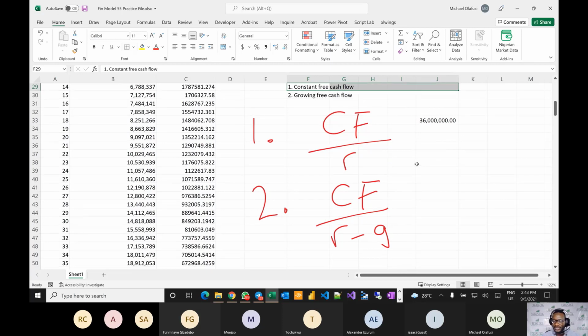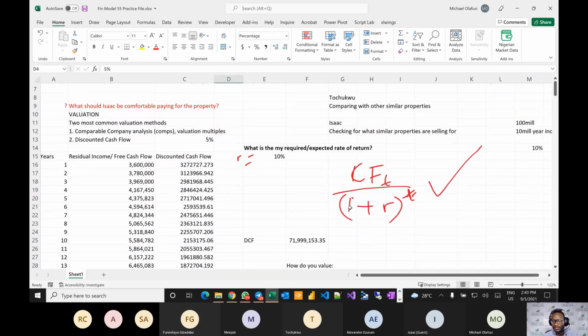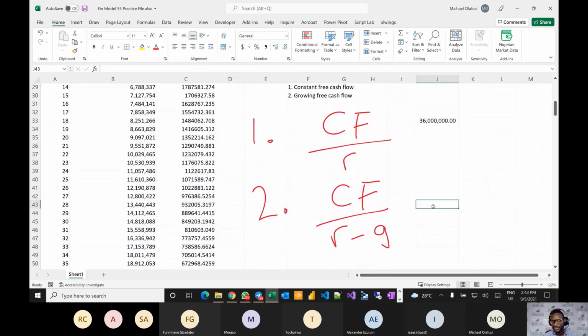So anyway, let's move on to what about when the property is growing at 5%, right? Property is growing at 5%. What does that mean? It means that we're going to say the 3.6 million, divided by the 10% that you are discounting by, which is the rate of return you are looking for, minus the 5% that your income is going to be growing at. So that 3.6 million will be growing at 5%. And when we do that, it says it's 72 million.